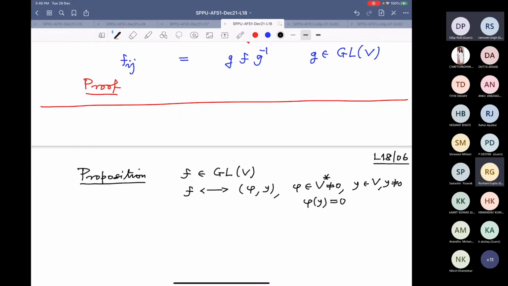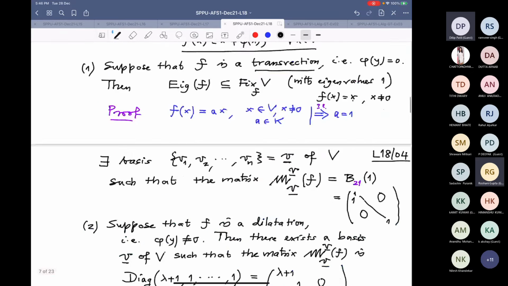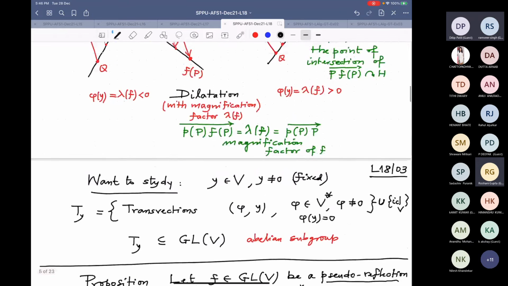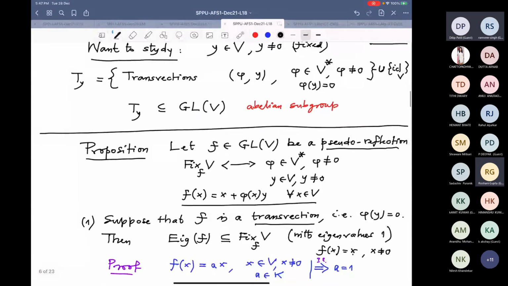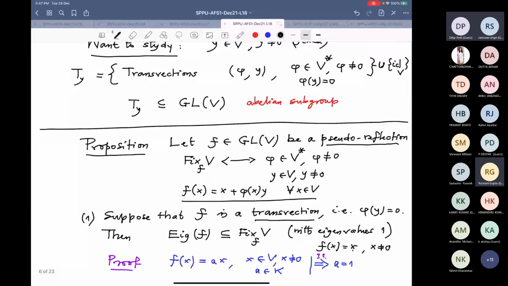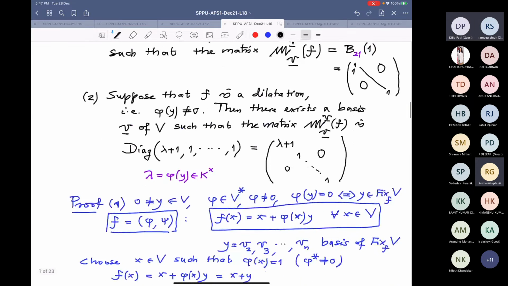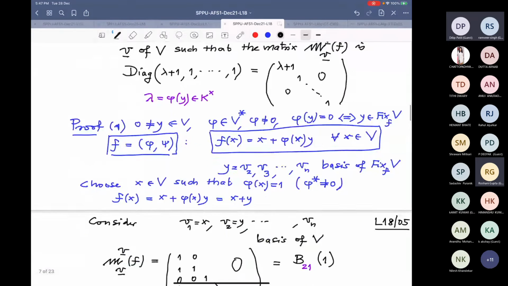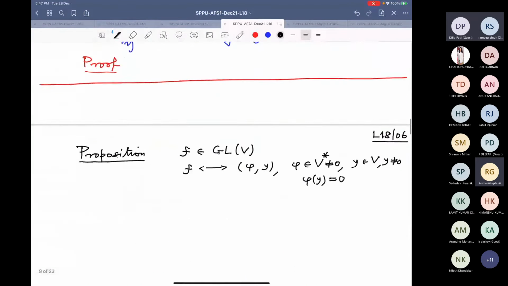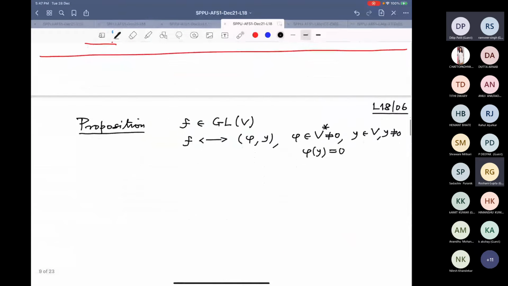Anyway, so these are the transvections, and that is what we want to study, all these transvections together. My aim is to prove that it is an abelian group and a subgroup of GL. So I should have a formula for the multiplication, because the group structure is multiplication here, and I want to say it's an abelian group. So I should prove accordingly.